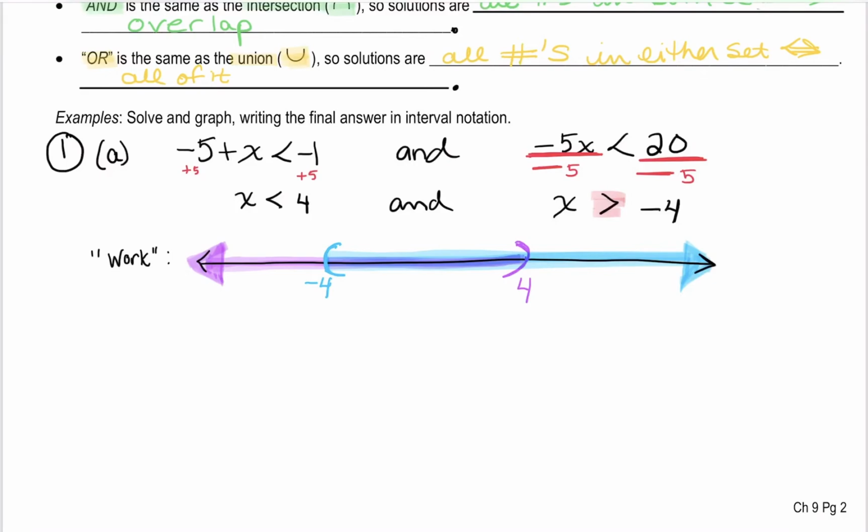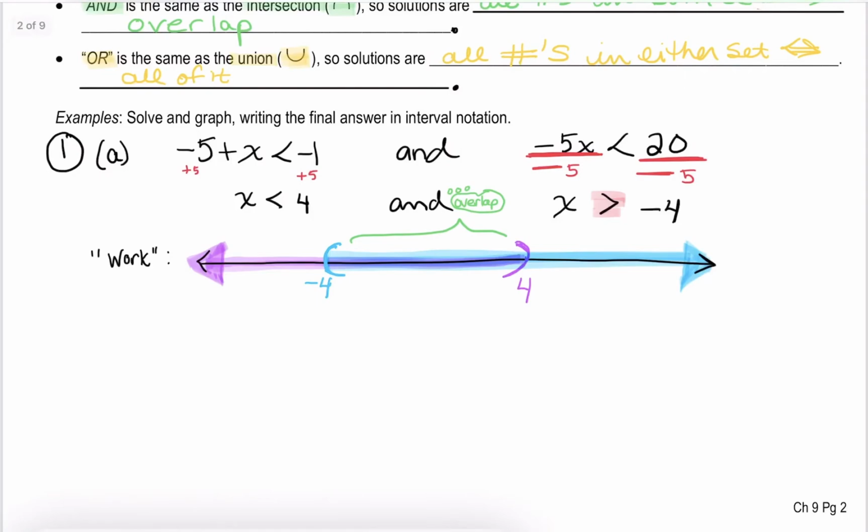So we need to be really mindful now of what the word "and" implies. Look up above: "and" implies overlap. So "and" should make us think overlap. It's the part that gets shaded twice. That's what we're thinking about. And here it was everything in between the negative 4 and 4.